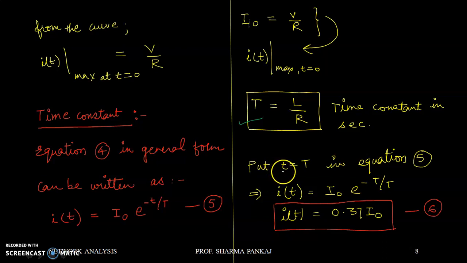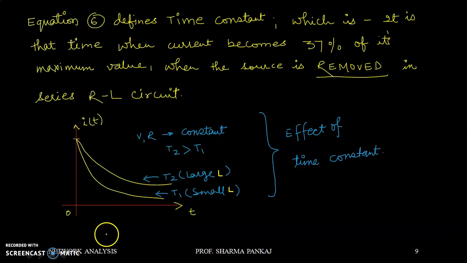When we put small t equal to capital T in equation number 5, we have I(T) is equal to I naught e raised to power minus T by T. So finally, I(T) is equal to 0.37 I naught. Call it equation number 6. That means equation 6 defines time constant.